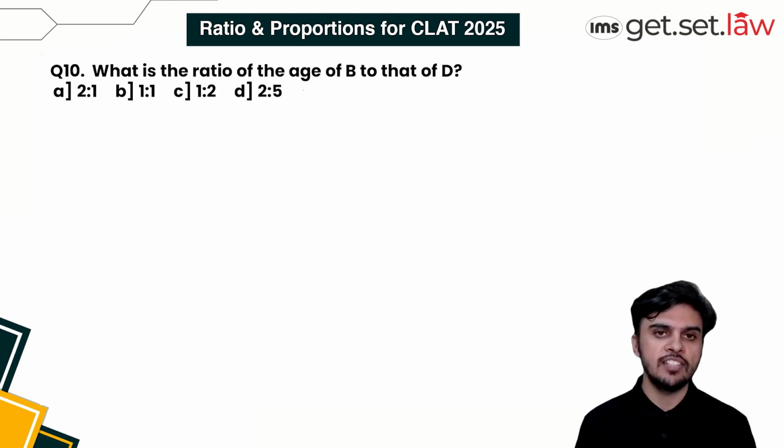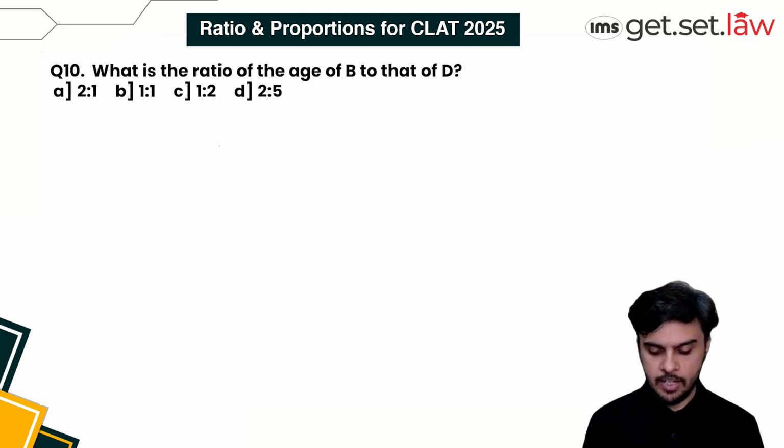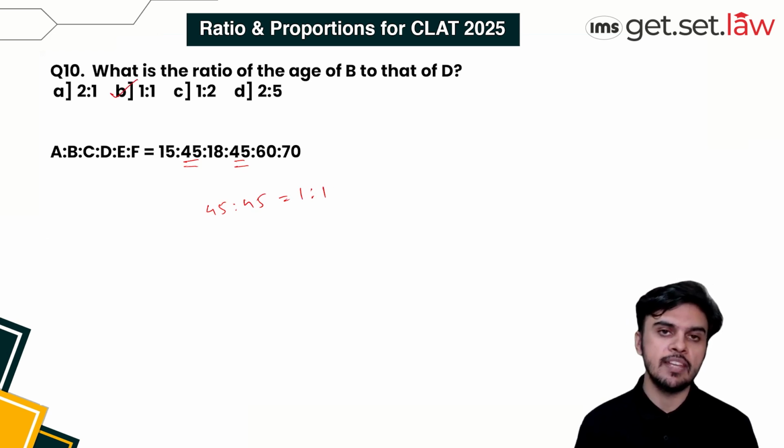Next question. What is the ratio of age of B to that of D? Ratio of B to D. B 45x, D 45x. So what is their ratio? 45 is to 45 means 1 is to 1. So the correct answer is option B.